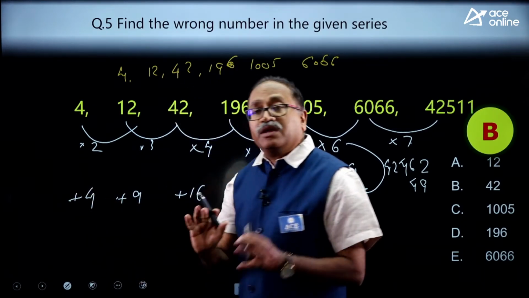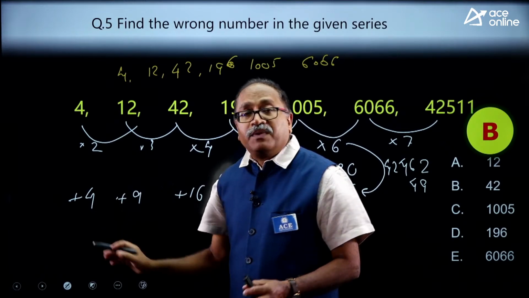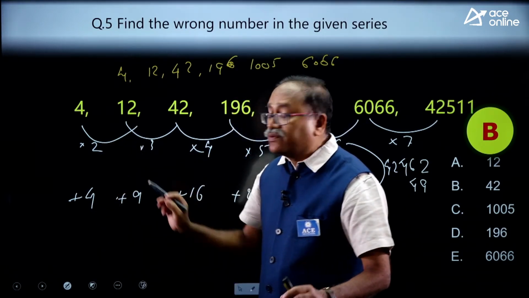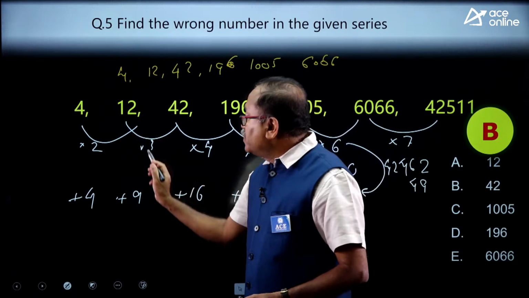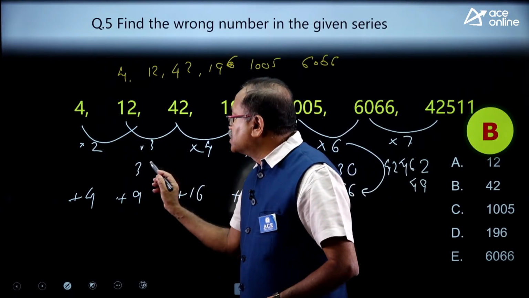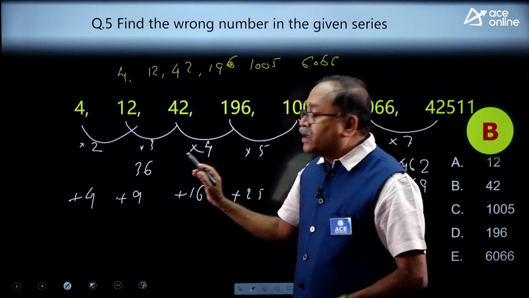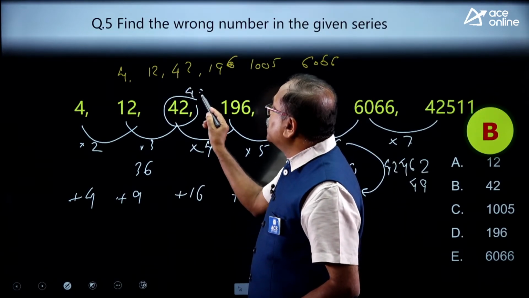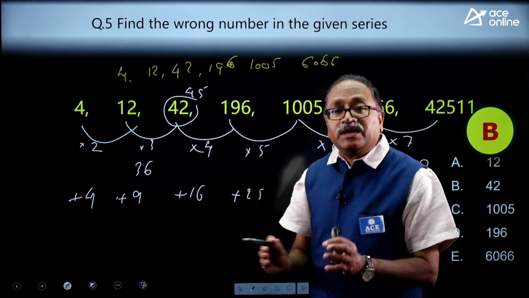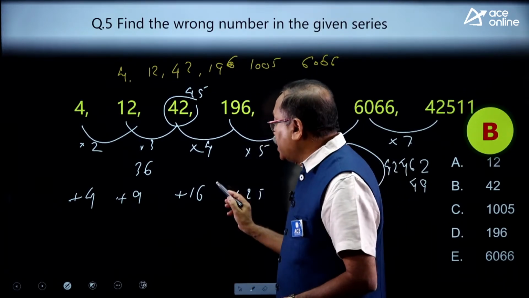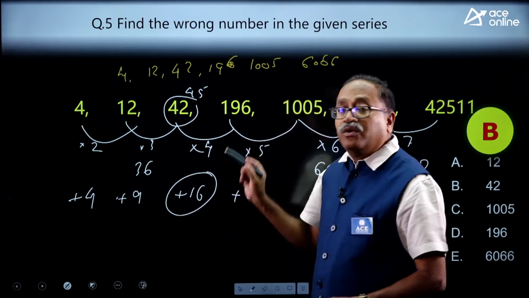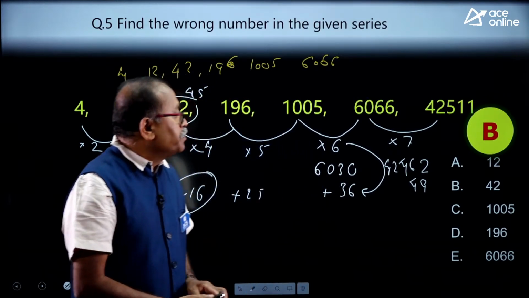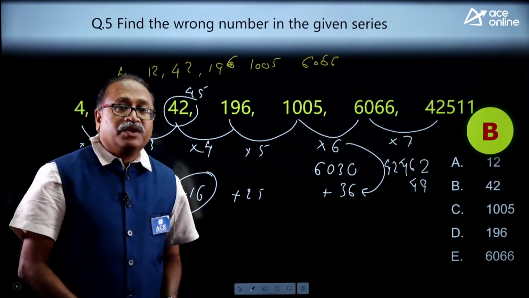Now start from the beginning. 4 into 2 is 8, 8 plus 4 is 12. That's right. So 12 into 3 is 36, and 36 plus 9 is 45, not 42. So I will check the next one. 45 into 4 is 180, and 180 plus 16 is 196. You are extremely talented people. Option choice B. Well done.